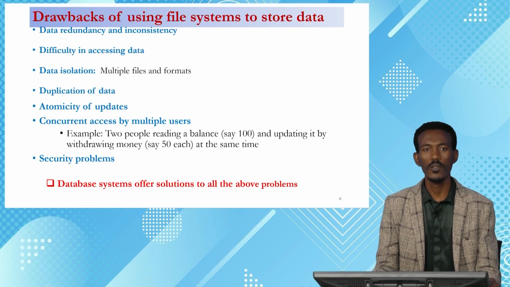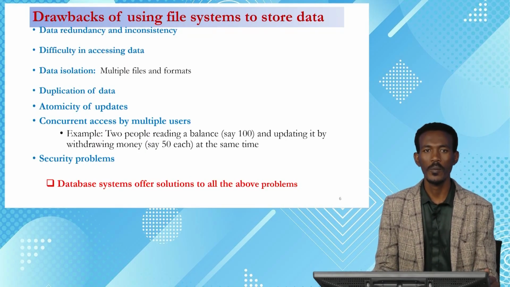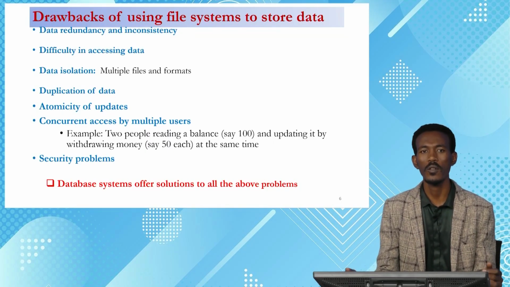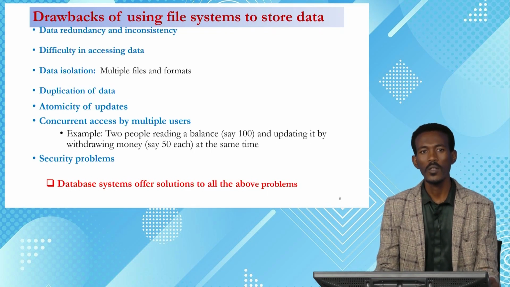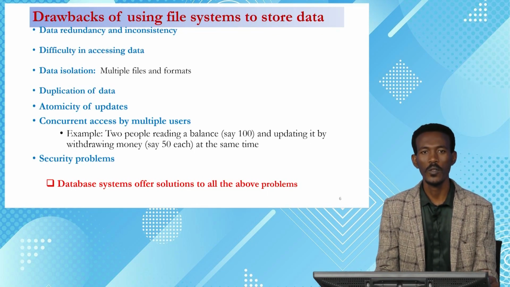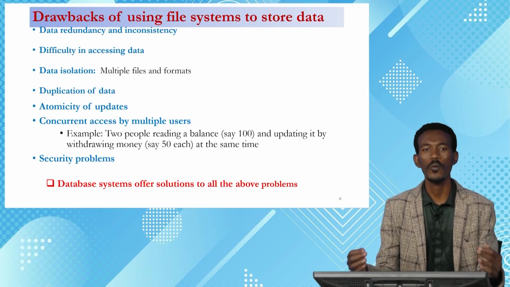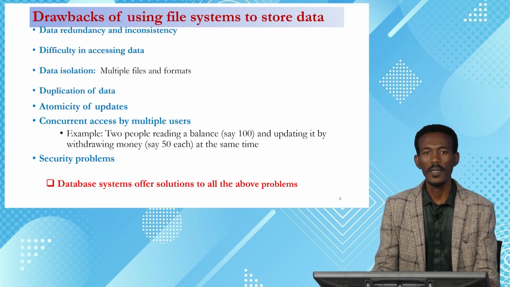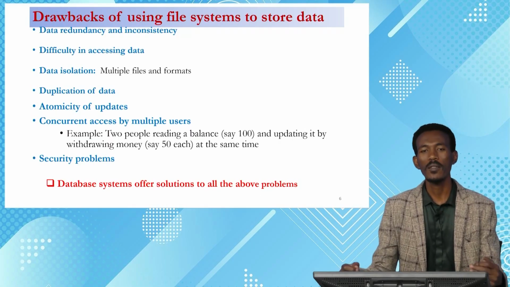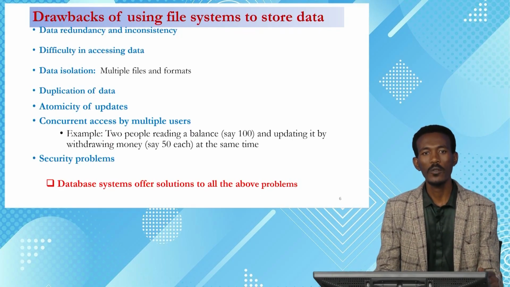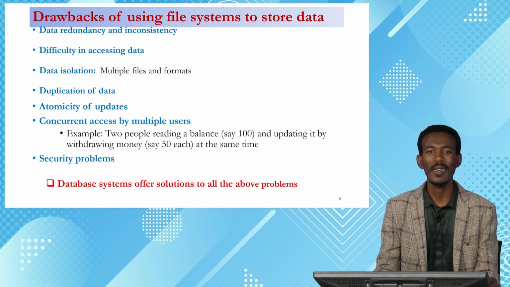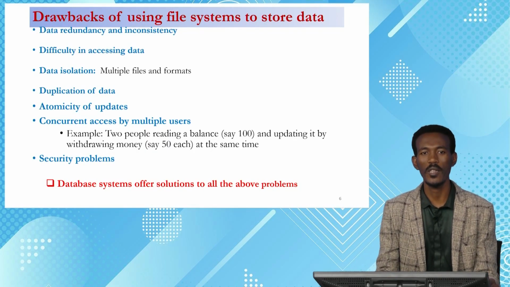Again, we also have data isolation as a drawback, because we can have multiple files in different formats in the same folder, on the same storage space, so data will be isolated. This is also one of the problems with this manual file system. As well, we have atomicity of updates problems. For example, whenever we update certain data somewhere, it will not be updated in all places at the same time. So this will bring atomicity problems in our data.